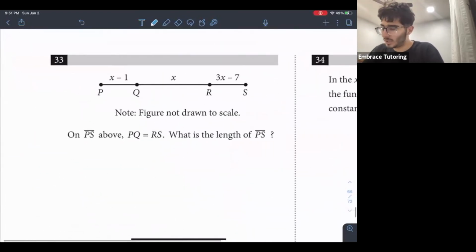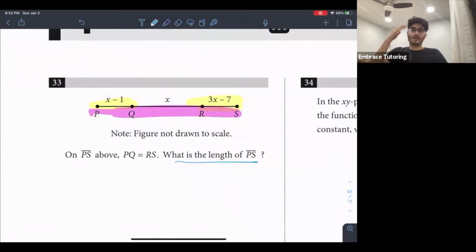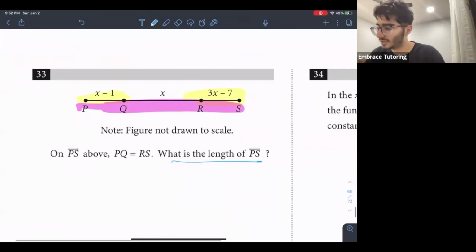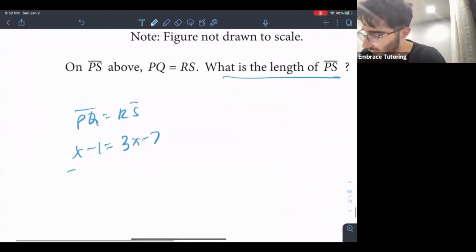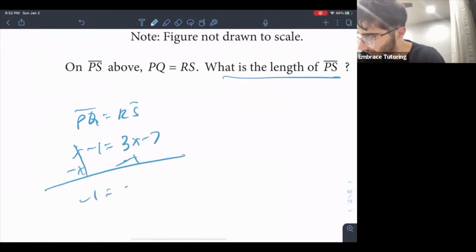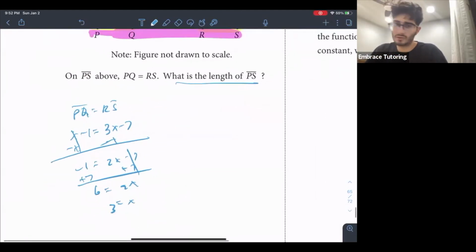33 now. On segment PS above, PQ is equal to RS. So you know PQ is equal to RS. What is the length of PS? Meaning the entire segment right here, the entire thing. So basically, to solve this problem, you would first have to find the value of X and then combine each part, substitute that value of X and find the total value. So you would do PQ is equal to RS, and then you would do X minus 1 is equal to 3X minus 7. You would subtract X on both sides to get -1 is equal to 2X minus 7, plus the 7 on both sides to get 2X is equal to 6. And you get X is equal to 3 because you divide it by 2. So you know the value of X, which is 3.